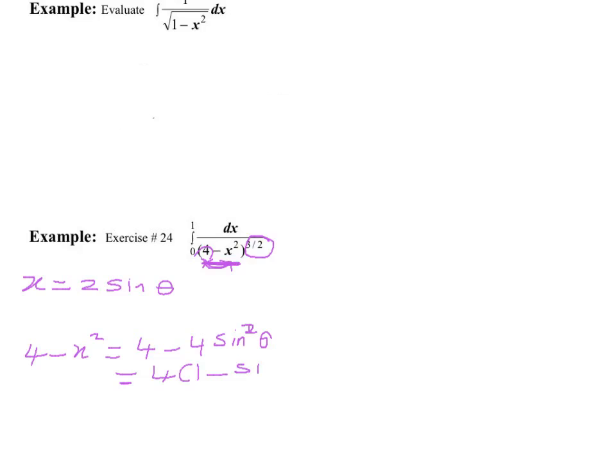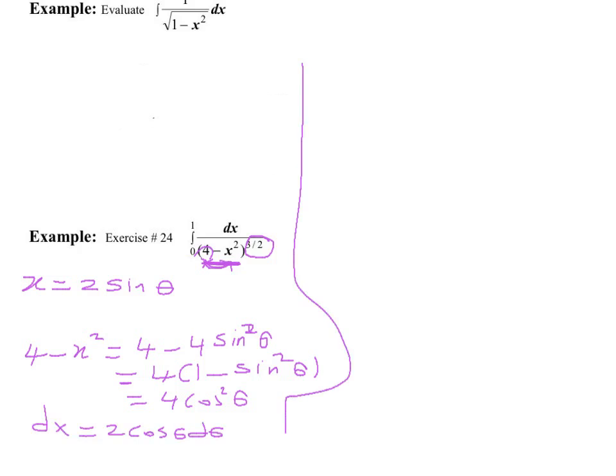4 times 1 minus sine square theta is equal to 4 cosine square theta. This is 4 minus x squared. Now, dx is equal to 2 cosine theta d theta. So now we are ready to substitute in the integration. We are going to leave the limits, which are the values of x, until the end of the integration. So let us do the indefinite integration.